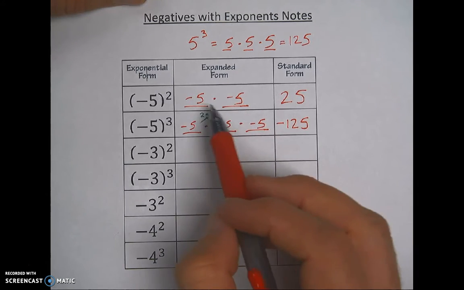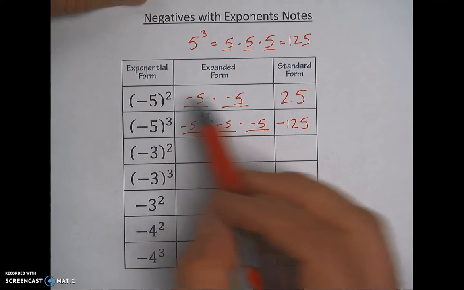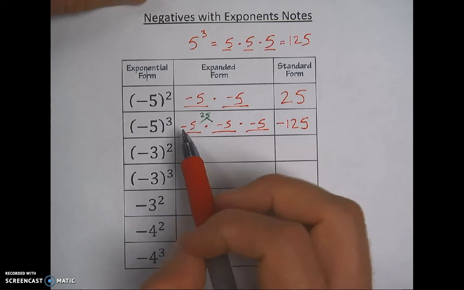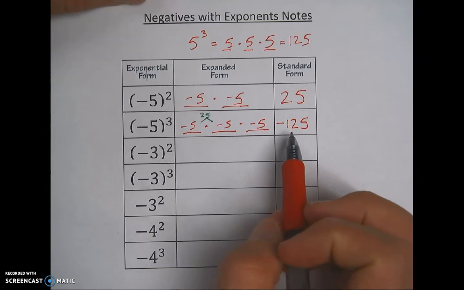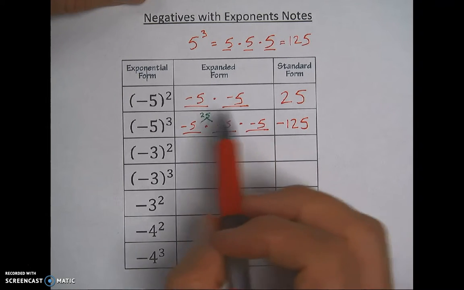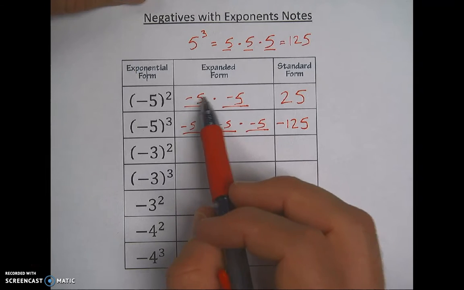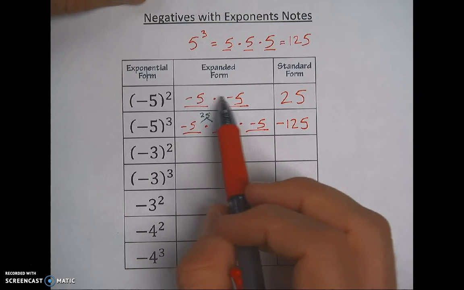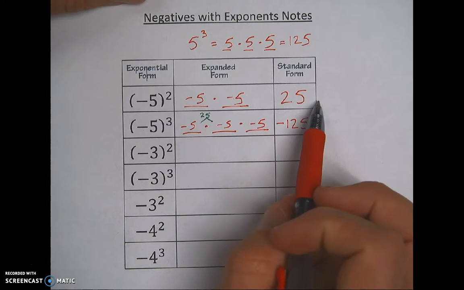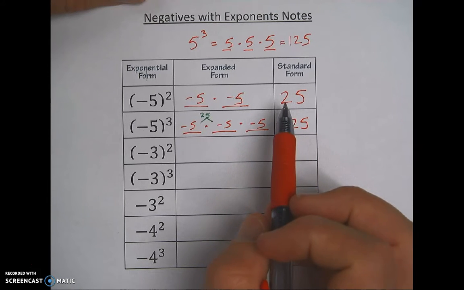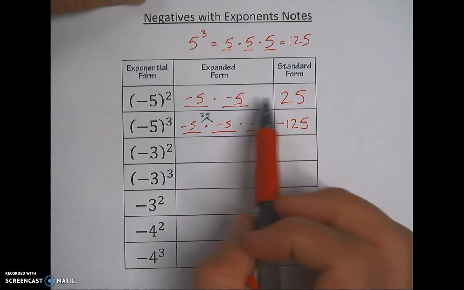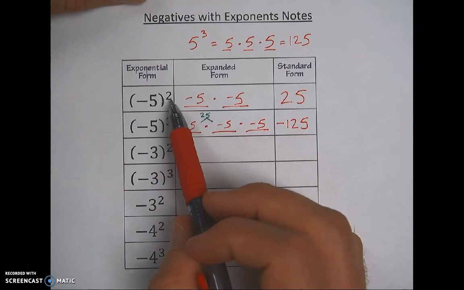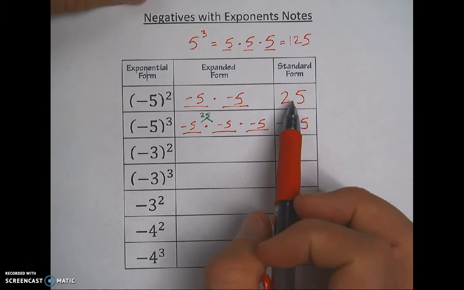So notice, when I raise this negative to the second, I got a positive answer. When I raise this negative to the third, I got a negative answer. So how is that always going to be true? Every time you have groups of 2 negatives, they cancel each other and make a positive. So even if this was to the 4th power, I'd have a negative times a negative, and I'd have 2 more negatives, and they would cancel each other out. So to the 4th power would also be a positive answer.